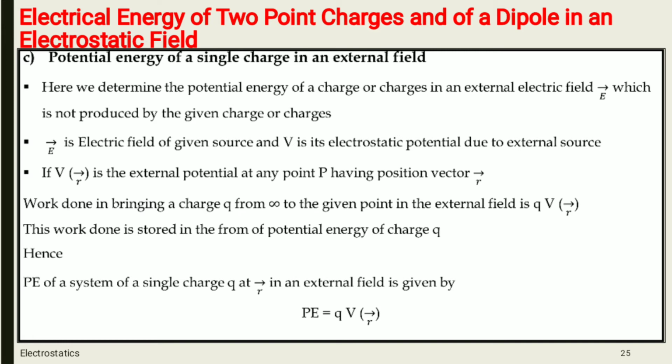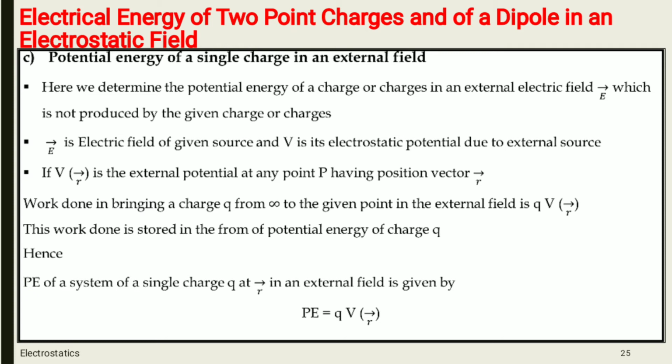These distances we have taken, or position vectors we have taken, to specify the distance between charges and their location. Now we are going to determine the potential energy of a charge or charges in an external electric field, that is E, which is not produced by the given charge or charges.